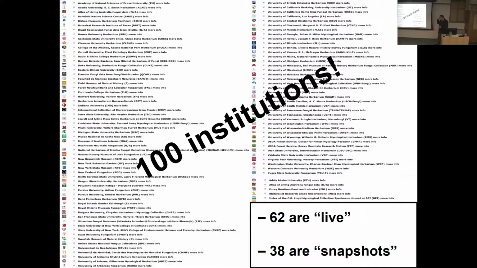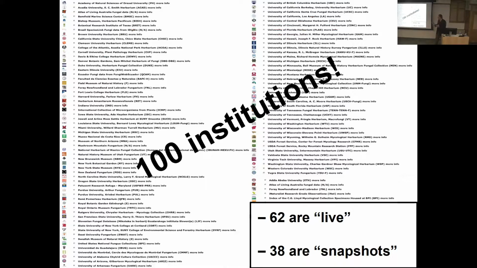So the really nice thing that I'm most proud about is that 62 of these 100 collections are live. And what do we mean by that? They're using the MyCoPortal as their primary database at their home institution, okay? So they're not using Specify or Symbiota or FileMaker Pro or Excel and then uploading the data. That's what these snapshots are doing, actually. They're using a different primary database, and then we just grab it through an IPT.